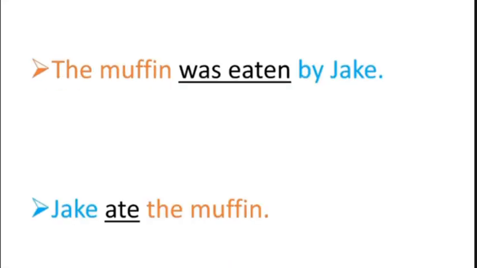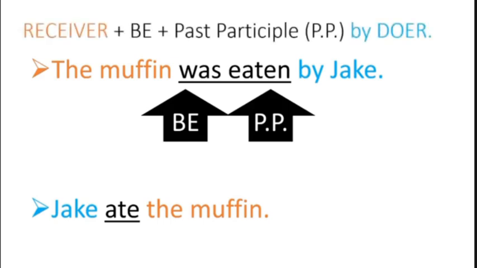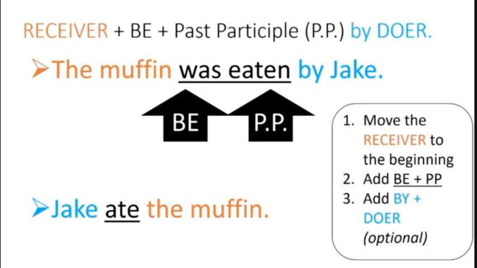Now we have was, which is a form of the be verb, and eaten, the past participle, which I will call PP. Was is the past tense form of be because the original sentence, Jake ate the muffin, was in simple past tense. You can follow these 3 steps to change a sentence into passive voice. 1. Move the receiver to subject position. 2. Add be and the past participle. 3. You might add by and the doer.